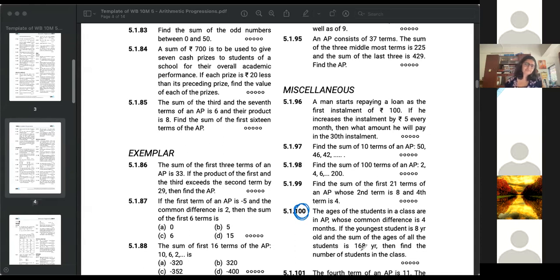Read the question. It's similar to that cash prize wala question. So I know you guys can do it, but the difficulty here is to maintain proper units. The common difference given is 4 months and the youngest student is 8 years old. So you need to take it carefully and properly. Like, there's an issue in calculation.